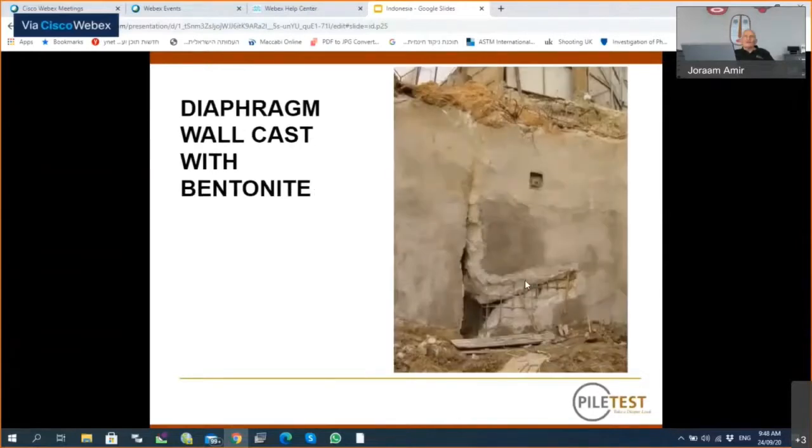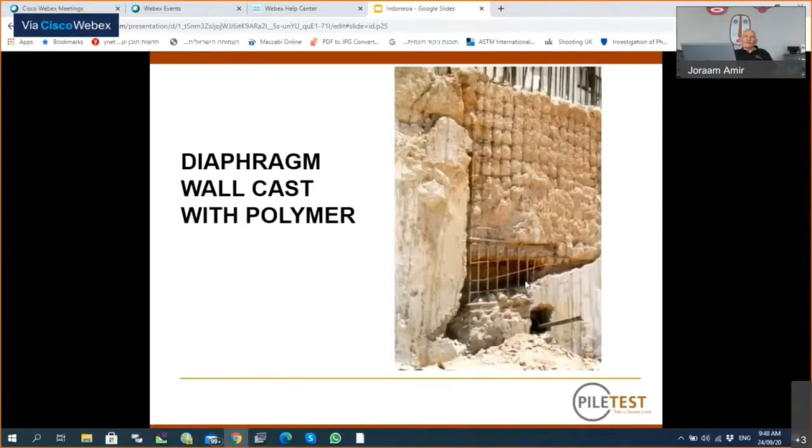This is a diaphragm wall for a basement, and it was cast with bentonite to support the excavation, and still the end result was very unsatisfactory. Here's a diaphragm wall cast with polymer slurry. Different technique, but the results were not much better, even worse.